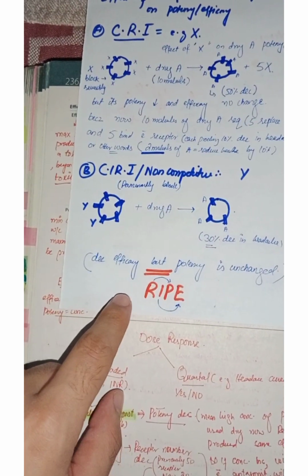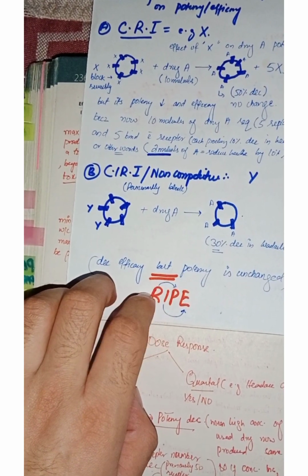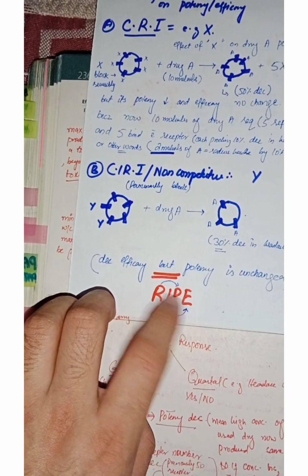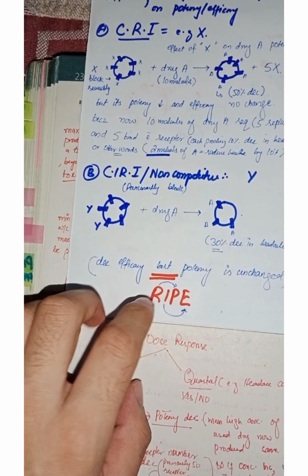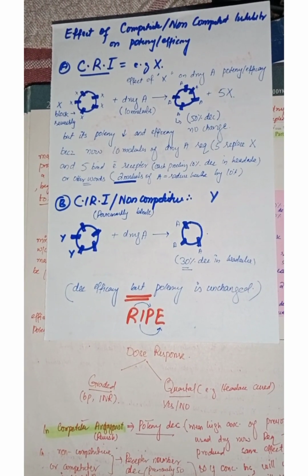And a very easy mnemonic to understand and remember this is: reversible inhibitors basically decrease your potency, while irreversible and non-competitive inhibitors decrease your efficacy. I hope this helps you understand the concept that I wanted to convey.